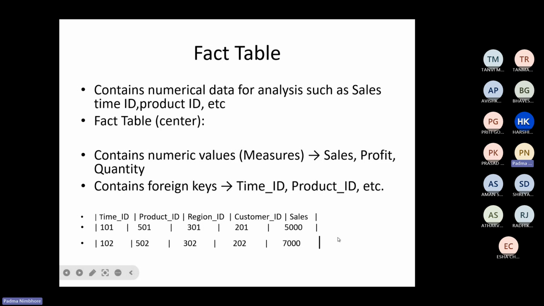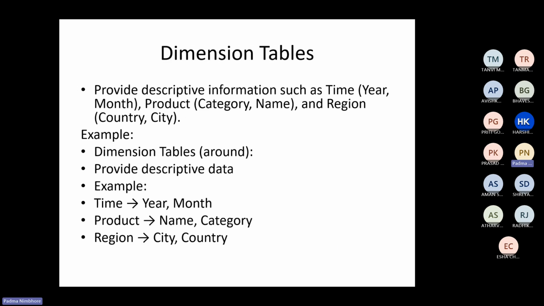That foreign key can also be considered under your dimension table. Time, which is in the form of year and month, relates with your time ID. Then product ID relates with your name and category, then region ID relates with your cities and country. So a foreign key relates with the multiple things or the descriptive information about your dimension.